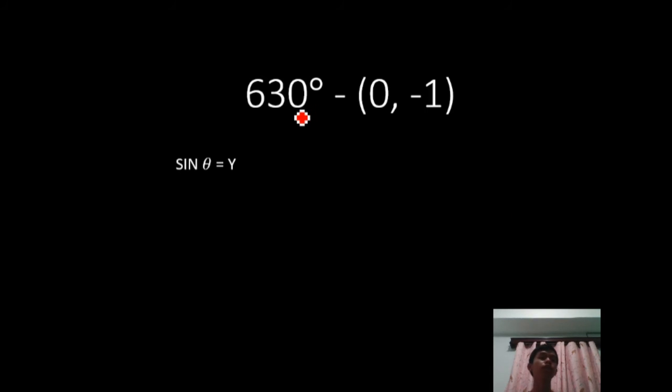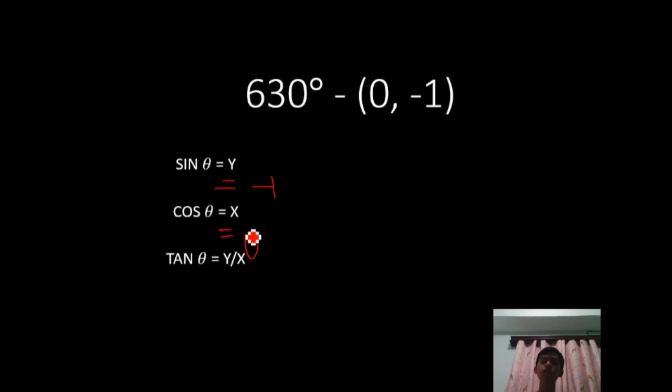Solving for sine theta. Sine 630 degrees is equal to y, which is negative 1. So cosine 630 degrees is equal to x, which is 0. And tangent 630 degrees is equal to negative 1 over 0. So negative 1 over 0 is undefined.